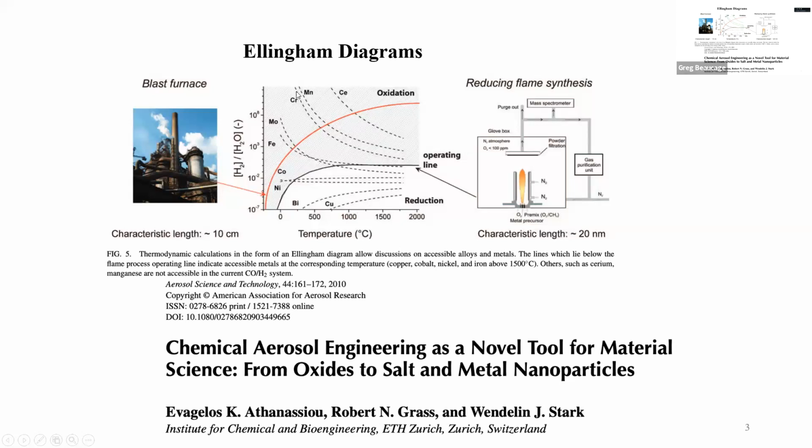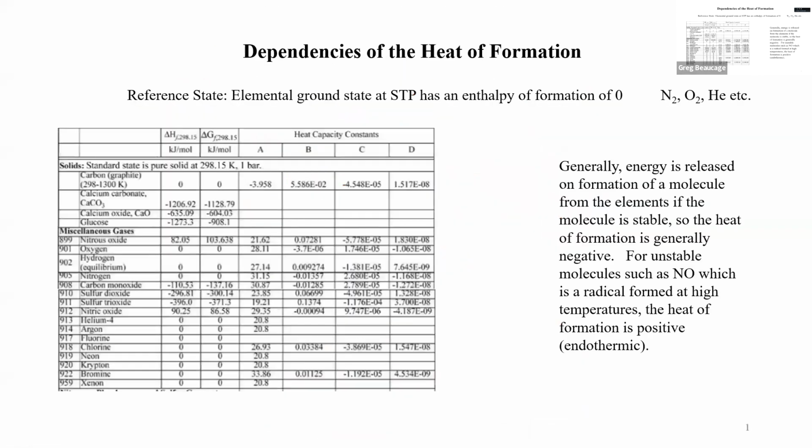And then it would be an oxide if it's in this region. And then depending on the concentration of hydrogen and the temperature, you can find a region where you can make the ground state metal. So this all depends on these heats of formation. That's why it's in this heat of formation thing.